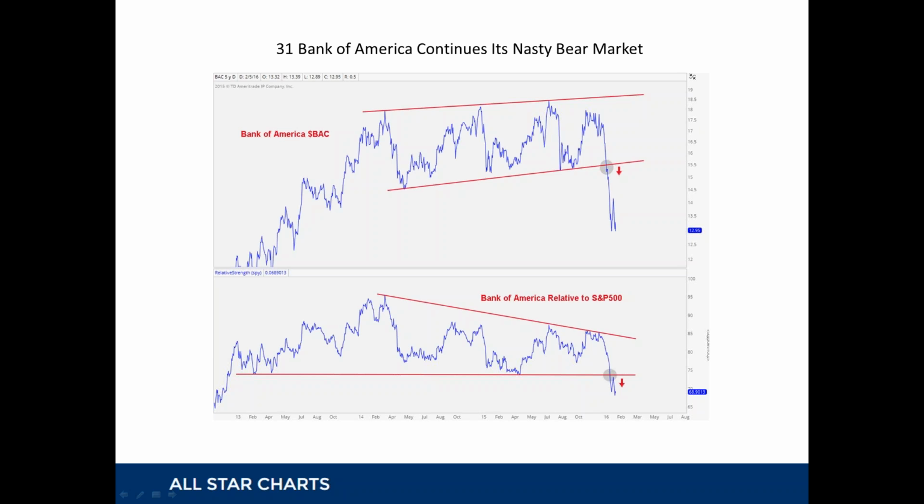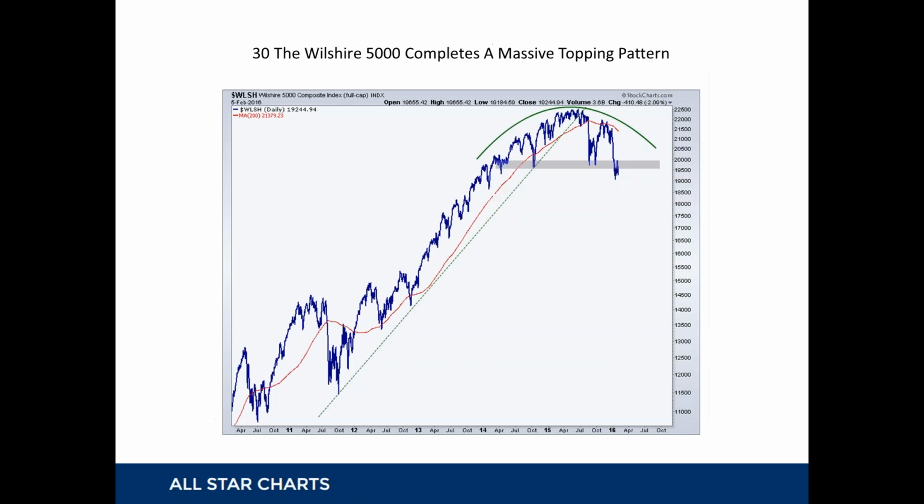And we want to be sellers of any and all strength in Bank of America, shorting into strength, particularly relative to the rest of the market. This is an underperformer. It's been underperforming, and it certainly appears as though this underperformance will continue.